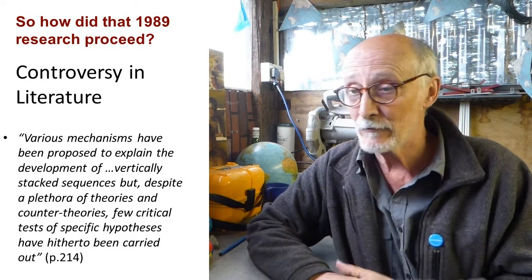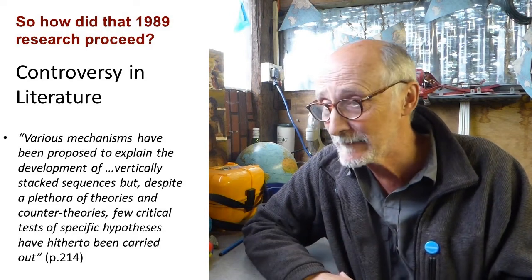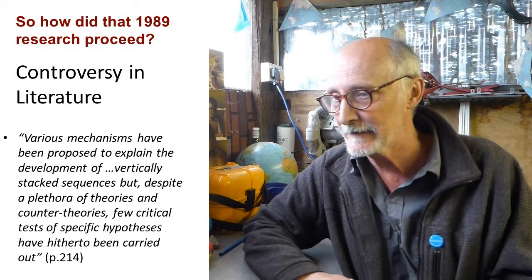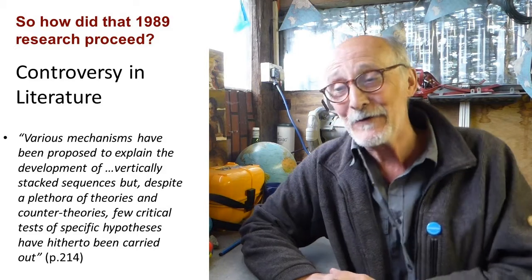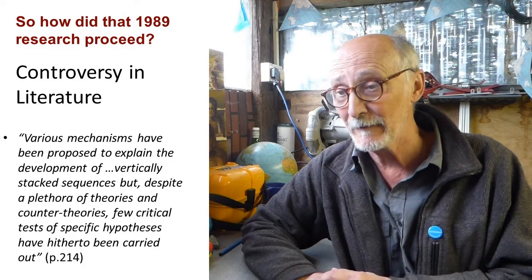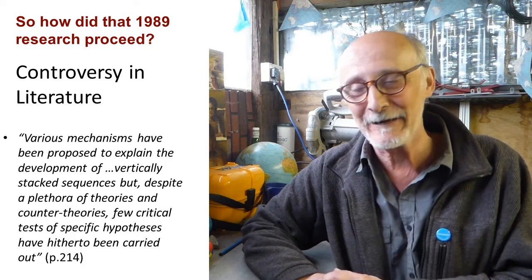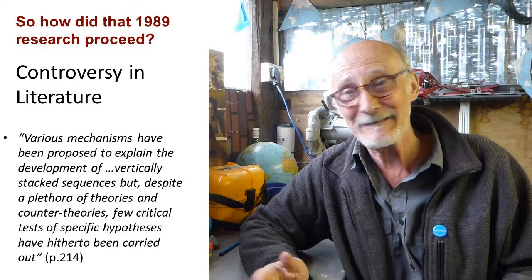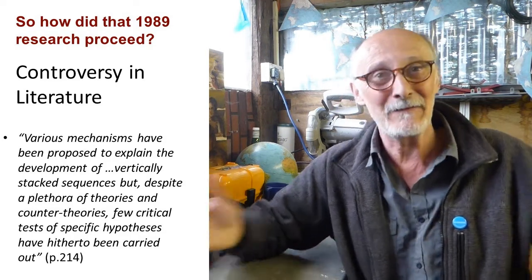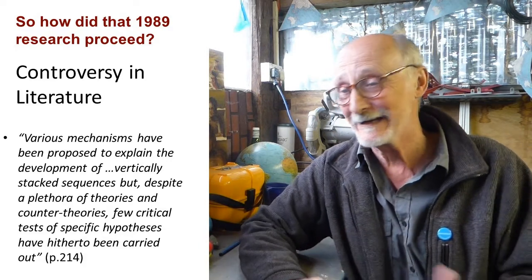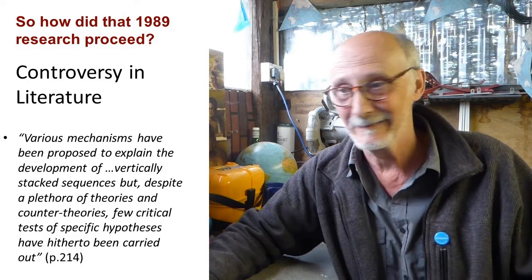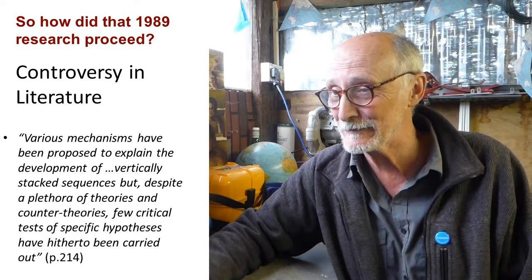So here, when we wrote the paper, we said, various mechanisms have been proposed to explain the development of vertically stacked sequences of different basal ice facies, but despite a plethora of theories and counter-theories, few critical tests of specific hypotheses have hitherto been carried out. So basically, lots of people had lots of ideas, but we hadn't really tested them out to find out which ideas were good and which ideas were bad. Well, there you go. There's a great starting point for any project. We've got lots of ideas, but we don't know which of them are any good. Well, straight away you're in with a reason to do some research.